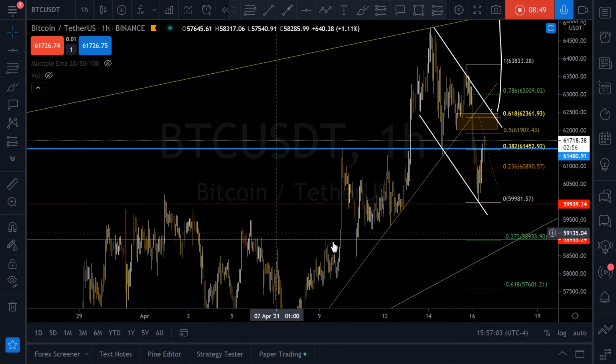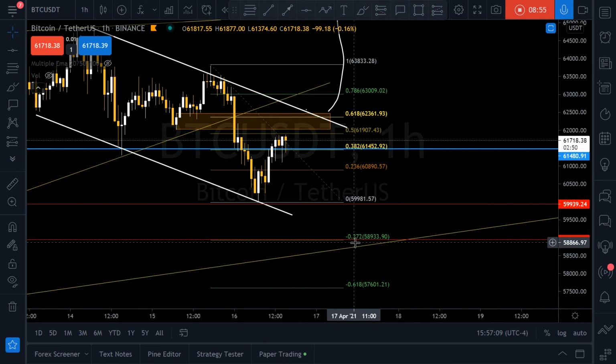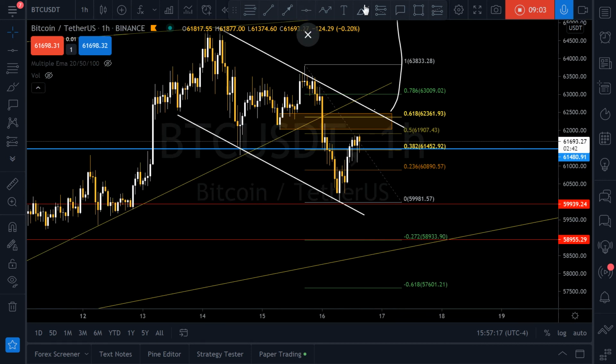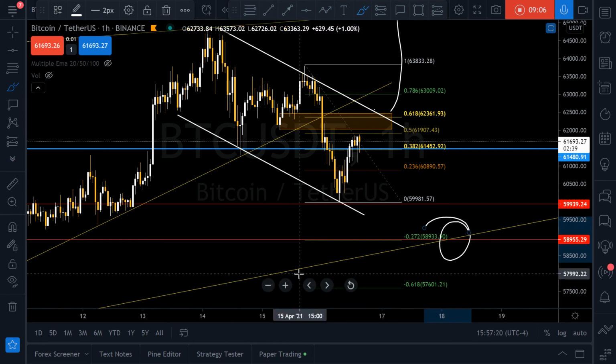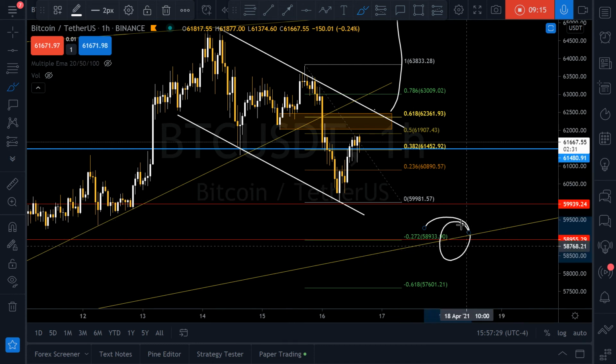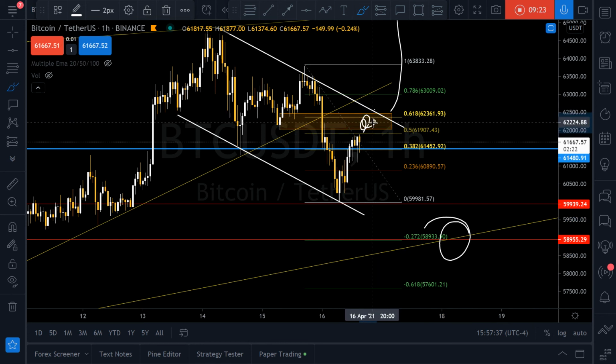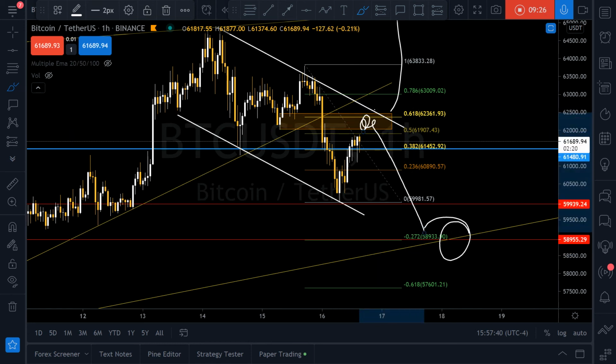Why? Because we see price has had interactions the same, but we also see that it lines up with the minus 27 Fibonacci extension level. We also see that it lines up with the support line of the ascending wedge. So I've got my eye on this level because we have some confluence of support here. And I expect price to go up in here and turn bearish and probably end up either hitting here or hitting here.